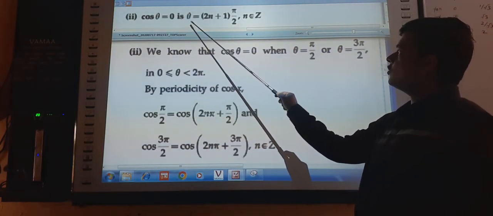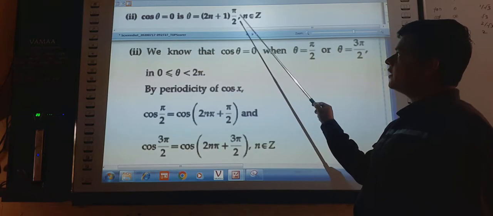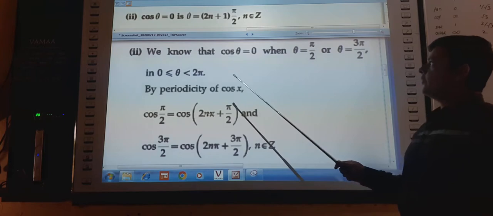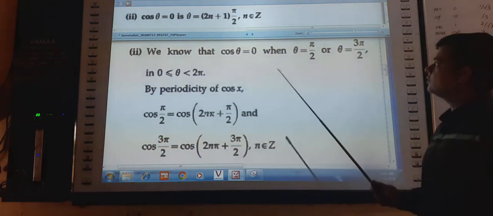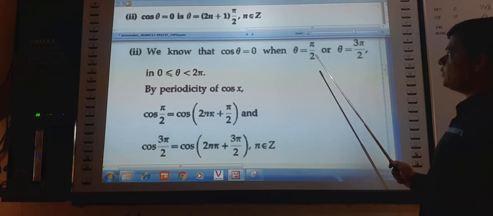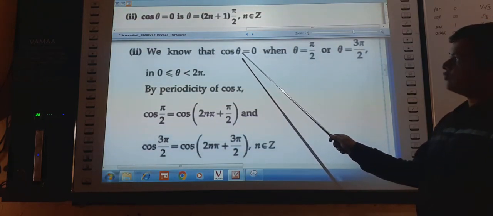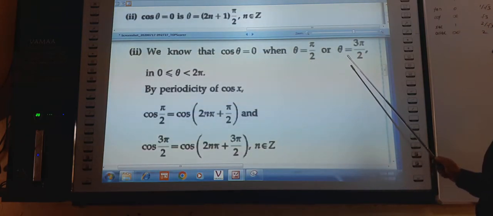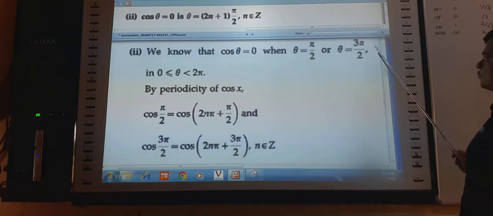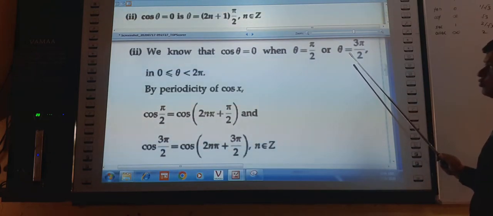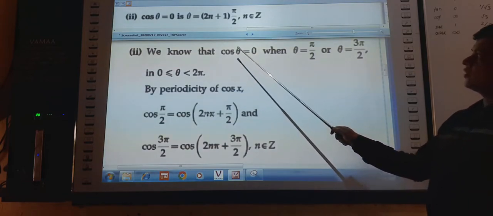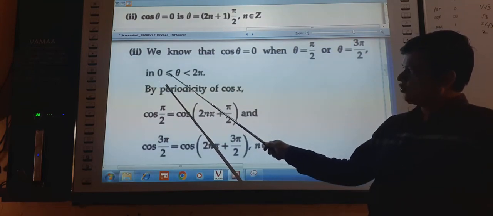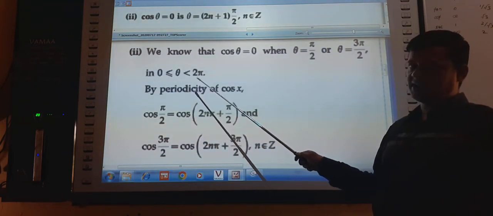Cos theta equals 0 is theta equals (2n plus 1) into pi by 2, n belongs to Z. So first we find two values for which cos theta equals 0. When theta equals pi by 2, that is cos 90, it is 0. So the first angle is theta equals pi by 2. The second angle is theta equals 3 pi by 2, that is 270 degrees, where we get cos 270 equals 0. Therefore we write 0 less than or equal to theta strictly less than 2 pi.